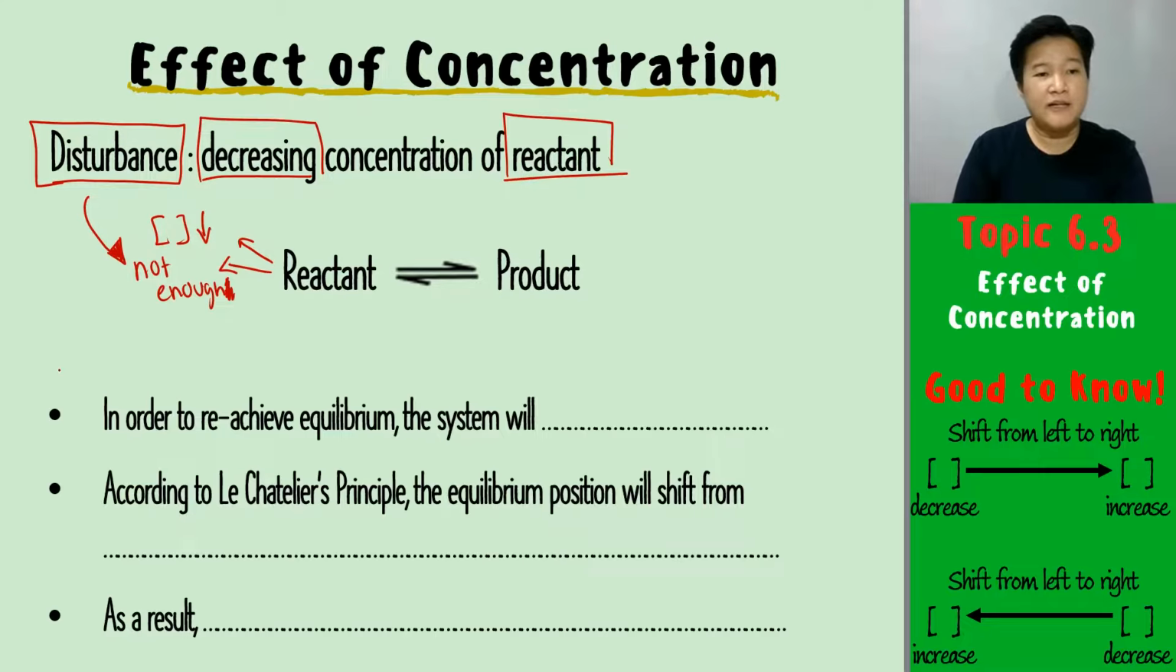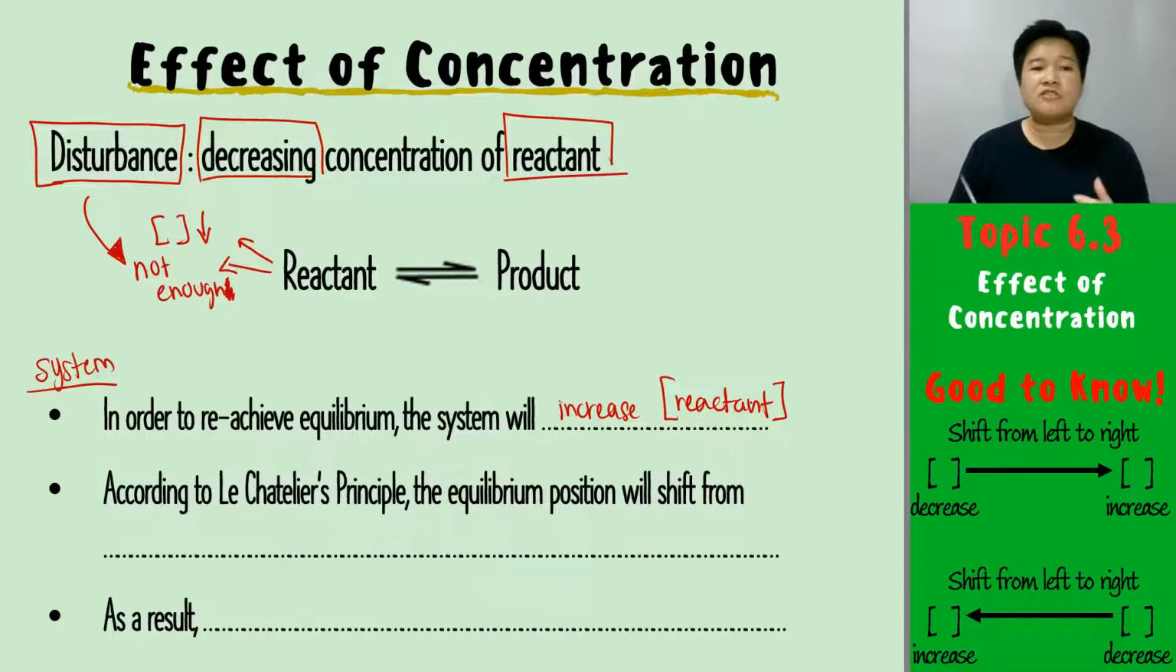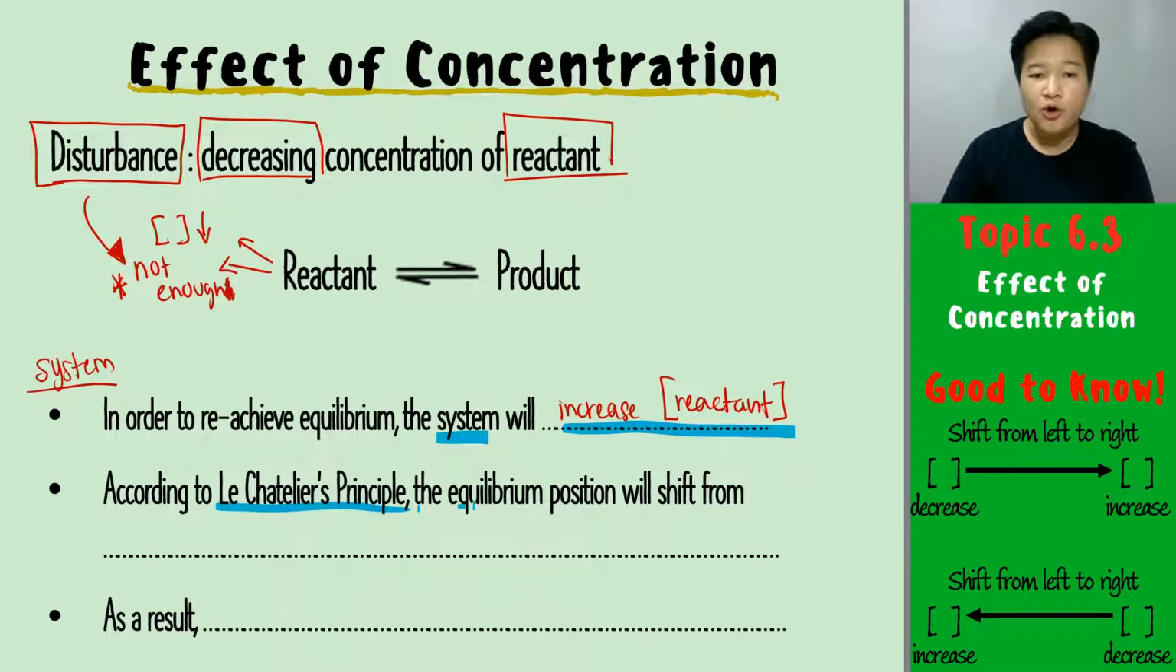Okay? So, at the end of the day, what will the system do? In order to re-achieve equilibrium, the system will increase the concentration of your reactant. Alright? Because your reactant concentration right now is not enough. So when it's not enough, your system will try to increase the reactant concentration. And since your system wants to increase the concentration of the reactant, therefore, according to Le Chatelier's principle, your equilibrium position must be shifted from the right to the left because we want to increase the concentration of the reactant.